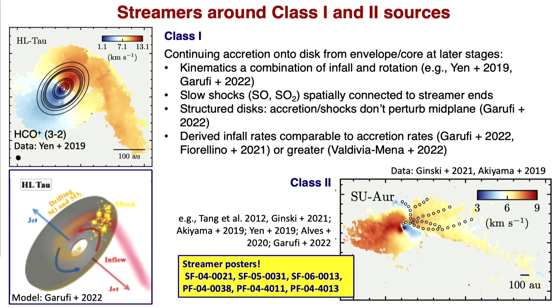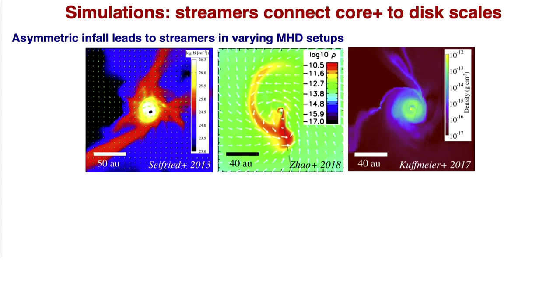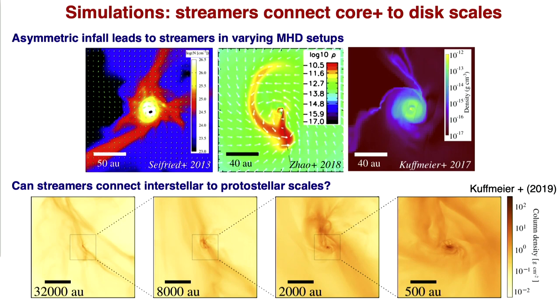We see asymmetric infall in simulations. So in varying MHD setups, we see these kinds of streamers. And the other thing that's interesting is that, again, we're looking at connecting the scales. So streamers in some simulations seem to connect from large scales right down to the very small scale.